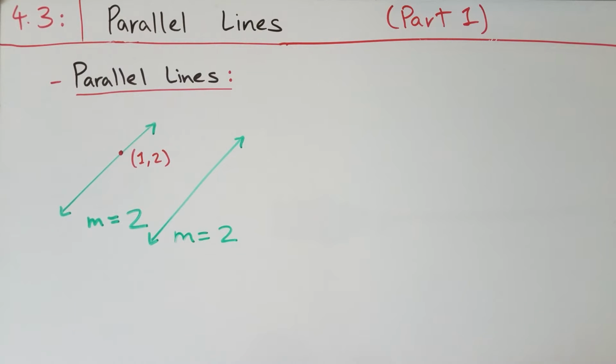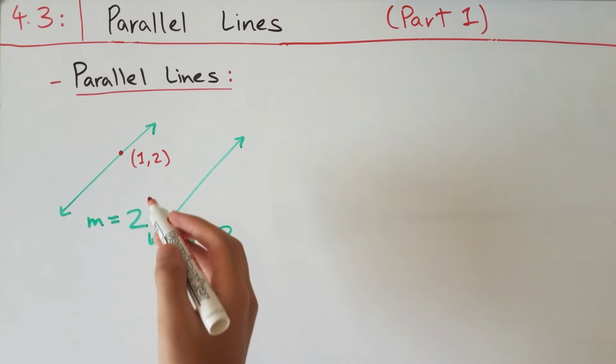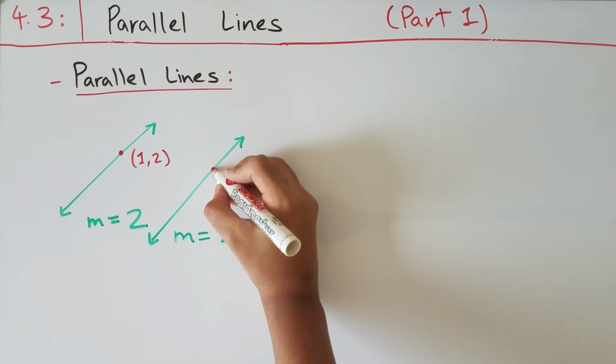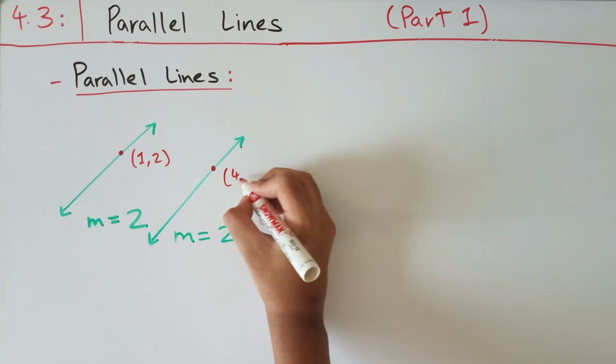Now previously I told you that these two lines are not equal to each other, even though they have the same slope of 2. Well, the reason behind that is that in the first line that I have over here, it passes through the point 1, 2. But in this case, this line could pass through another point, which could be 4, 2.